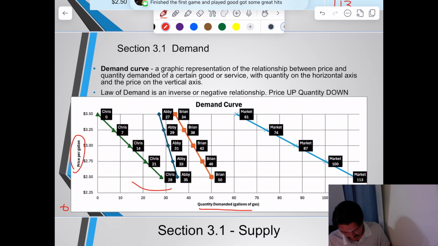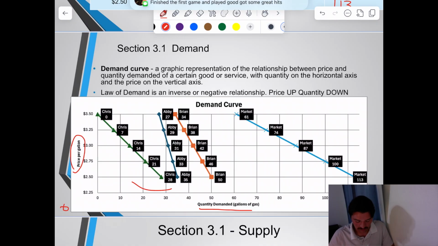So here we have Chris, right? And as you can see here, Chris is buying 0 at 3.50. So we can see that on his demand curve at 3.25, he's buying 7. Again, we're seeing the same information that we saw on the demand schedule here on the curve. And again, for the market demand, all we're doing here is we're just adding all of these together. So we see 61, 74, 87, 100, and 113 as we saw earlier. So this is your demand curve.